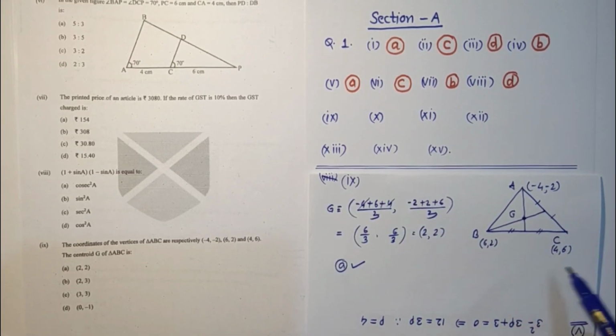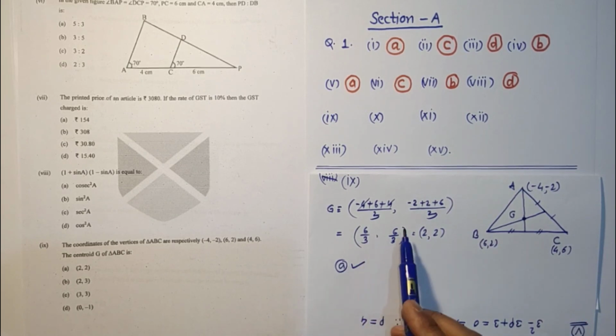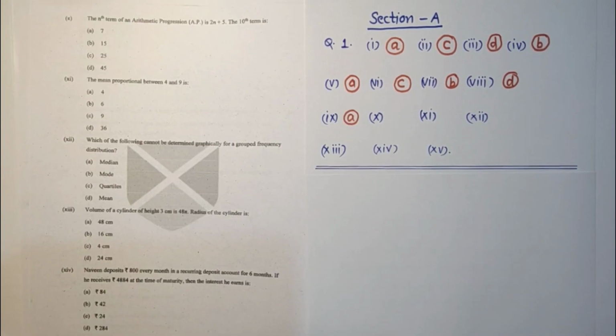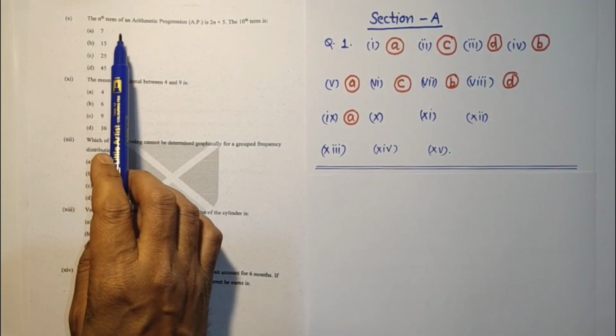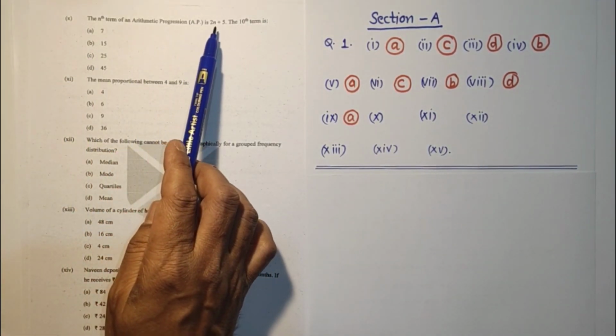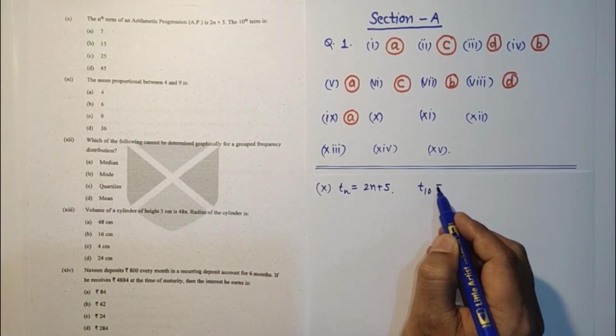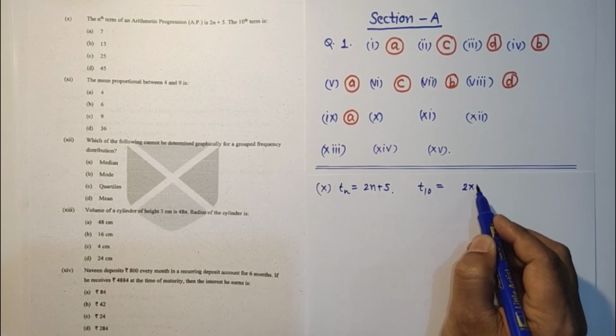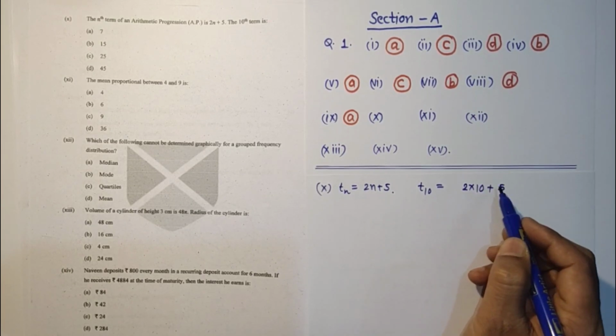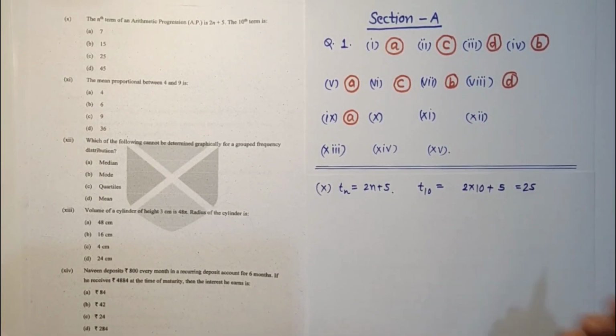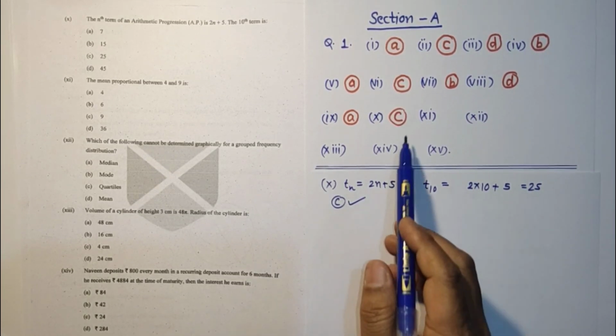So adding 3 to all the x coordinates and 3 to all the y coordinates, that is 6 by 3, 2 comma 2. So option A is correct. In the next 10th subpart, the nth term of an arithmetic progression is this, then what is the 10th term? Therefore T10: just substitute n as 10, so 2 into 10 plus 5, 20 plus 5 is 25. So option C is correct here.